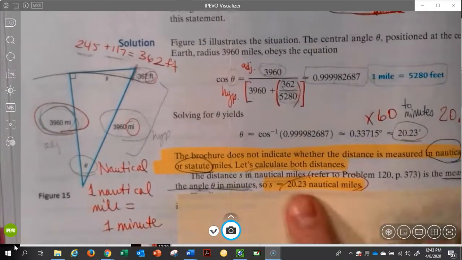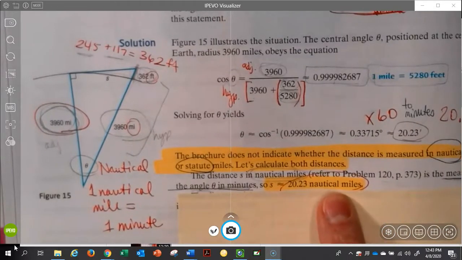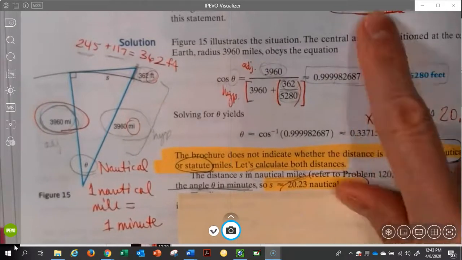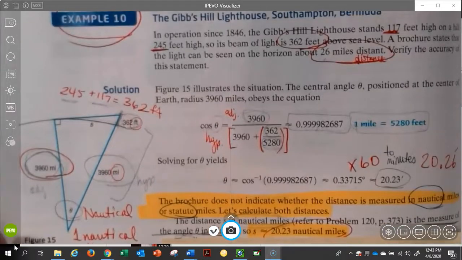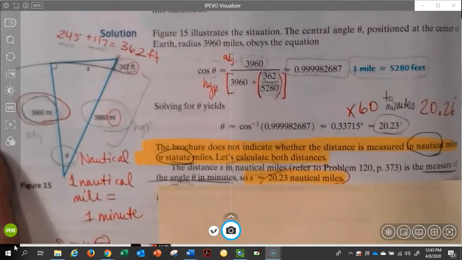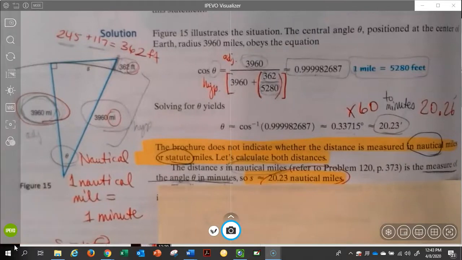And then head back down here. That means, since it's now in minutes, that this was 20-something nautical miles. If you want to go ahead and look back up here, they said, you can see 26 miles. Well, in this case, you really can only see 20 nautical miles. So that brochure is stretching it on nautical miles. But wait, there's more.